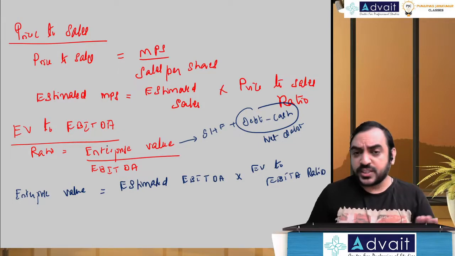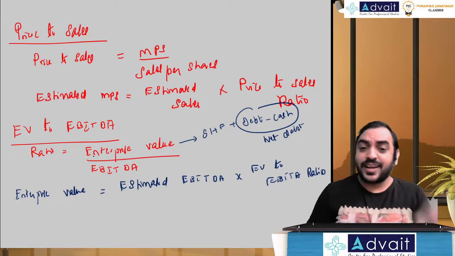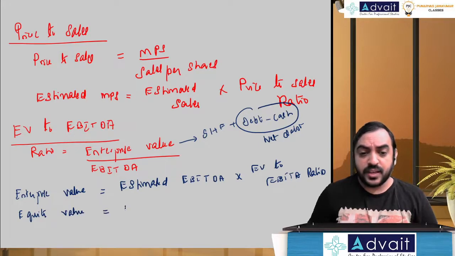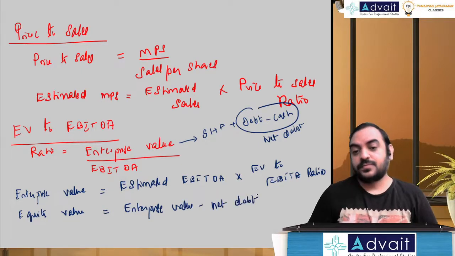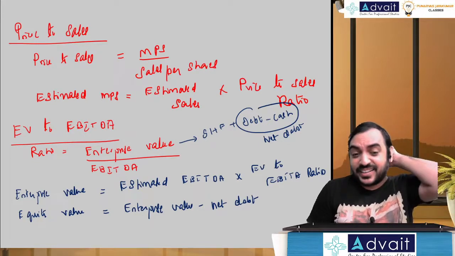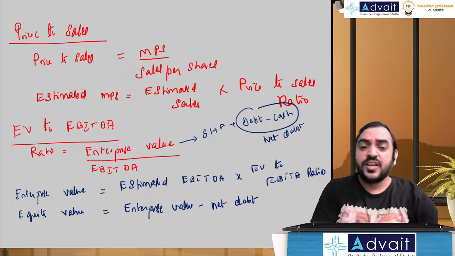Then from the enterprise value, I am going to subtract debt and add cash. So equity value is calculated by, from the enterprise value, you subtract net debt, and that is what is going to be your value of equity.